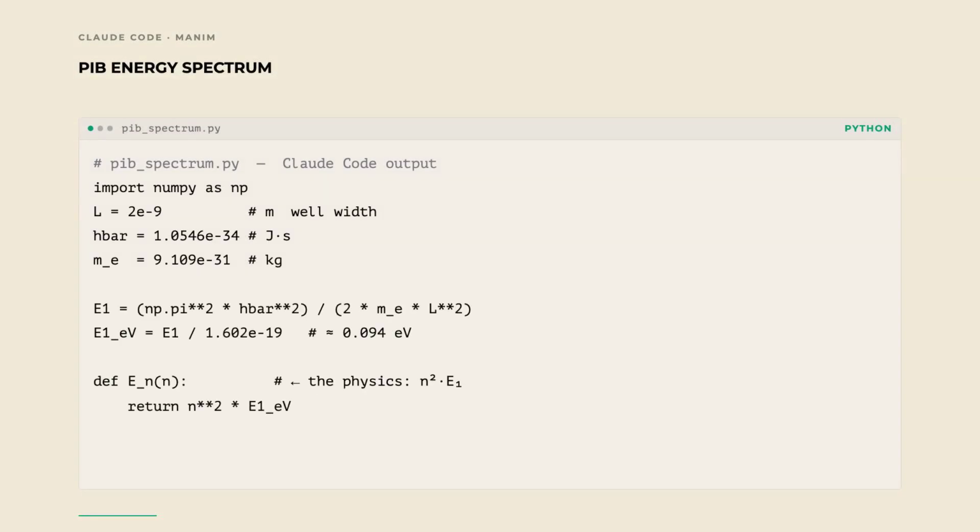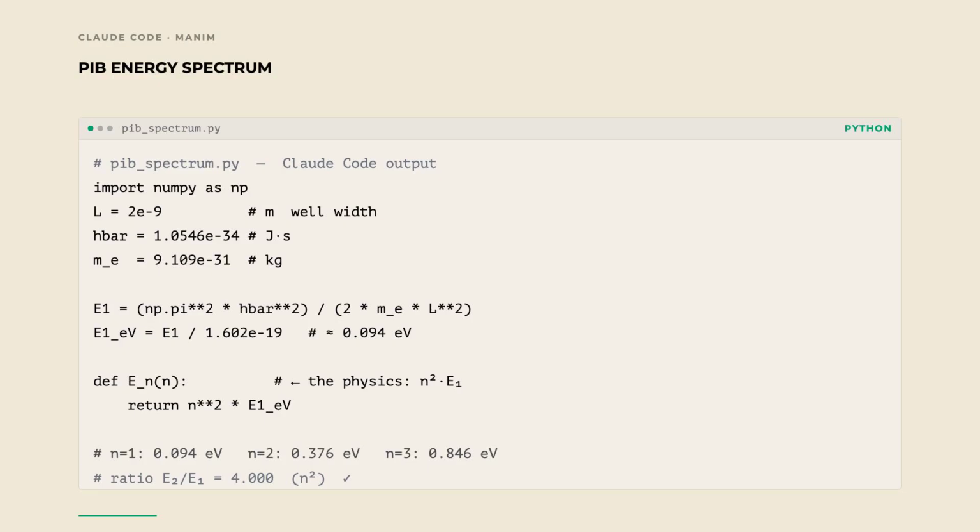Before running, read it. Find this line, n² times E1. That is the entire physics. The n² exponent is where to look. Check that E1 is 1240 squared times pi squared over twice the mass times L squared in electron volts. Check n equals 1 gives 0.094.